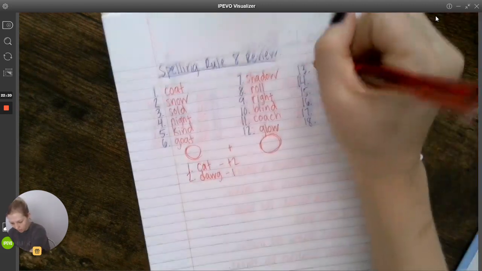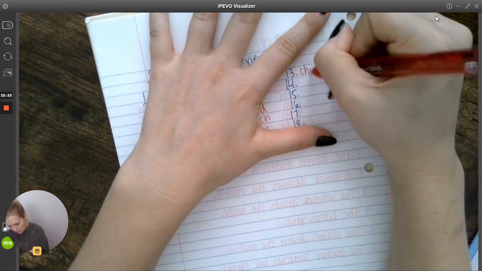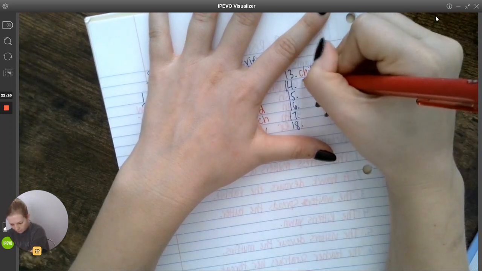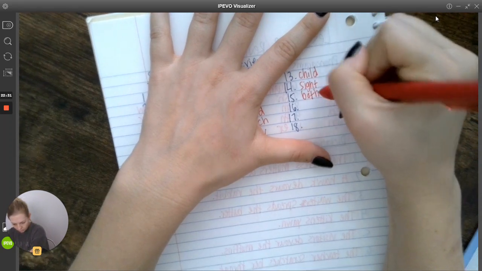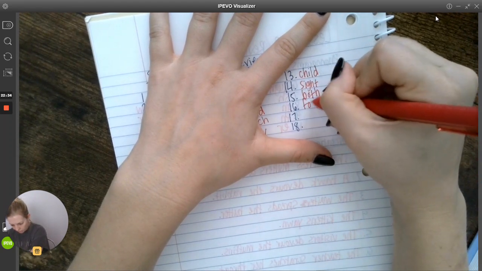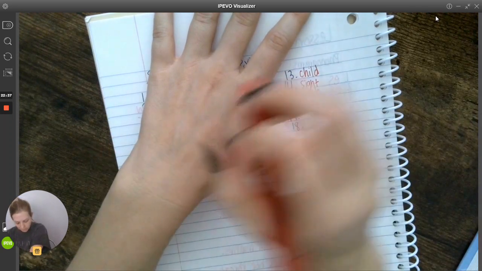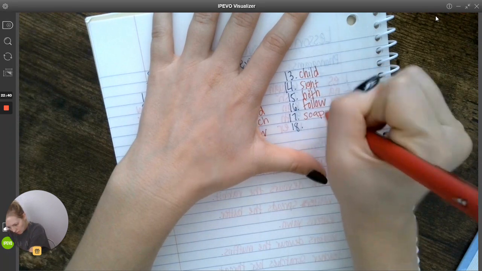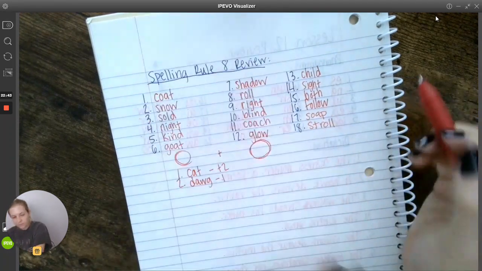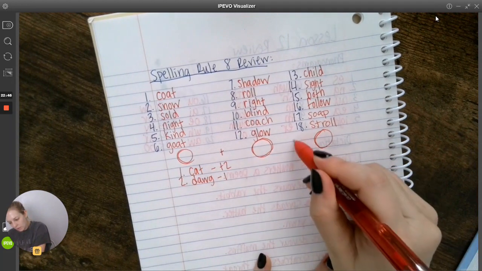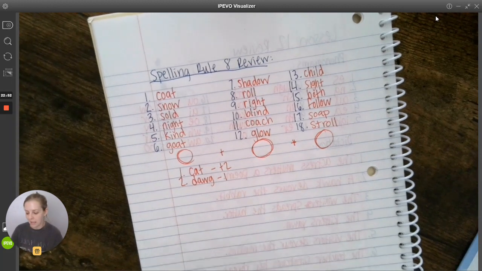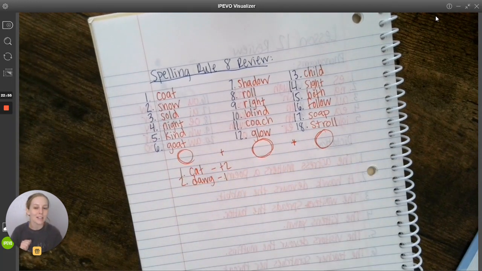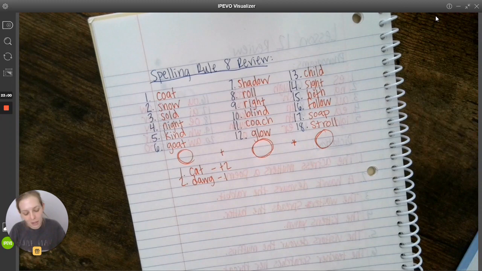And let's check our work. We have child, sight, both, follow, soap, and stroll. Again, 2 points for all the ones spelled correctly, -1 for the incorrect spells. And then add up your numbers and message your LET with what your score was. Okay? Let's review those spelling rules.